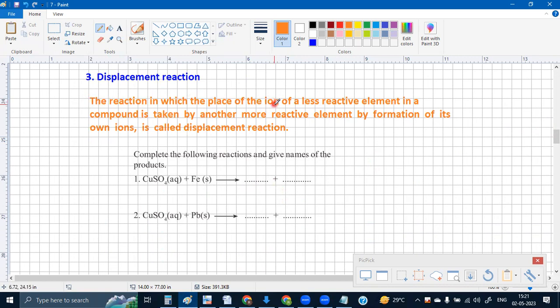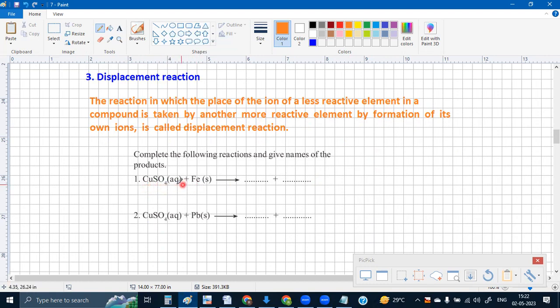The reaction in which the place of an ion of a less reactive element in the compound is taken by another, more reactive element by formation of its own ions is called a displacement reaction. See the first example over here: copper sulfate plus Fe. Copper sulfate is CuSO4. Fe is iron. Iron is more reactive than copper.